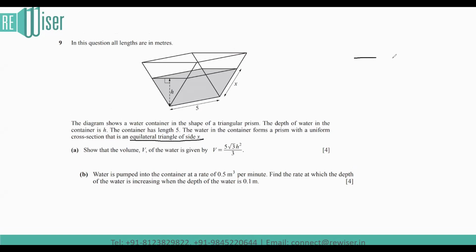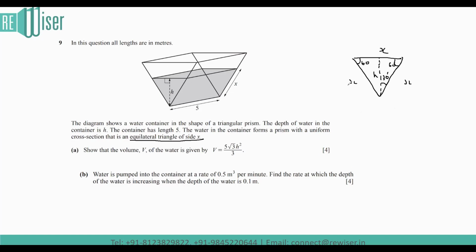So that literally means if I draw that cross-section over here, it should look something like this. This is x, this is x, this is x. If I'm drawing h from here, this angle should be 30 degrees, because it's an equilateral triangle, so each angle should be 60 degrees. That gets divided into 2, so that's 30.